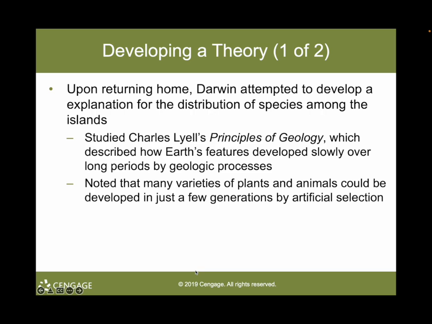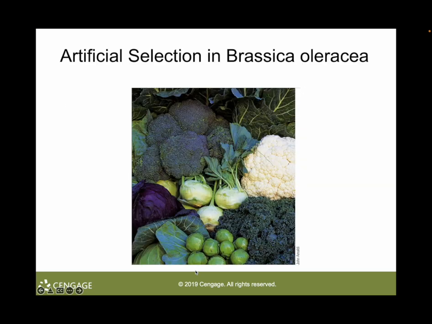So other important evidence that influenced Darwin was that breeders and farmers could develop many varieties of domesticated animals in just a few generations. They did so by choosing certain traits and breeding only individuals that exhibited the desired traits, which is known as artificial selection. So again, this is when we, people on Earth, selectively breed plants and animals, such as the brassicas, as you see right here.